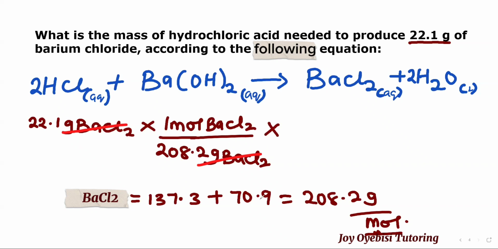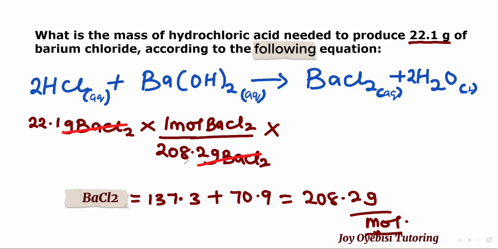The next step, you want to then convert the mole barium chloride to mole of hydrochloric acid, because the question is, what is the mass of hydrochloric acid? So you want to convert the mole barium chloride to mole hydrochloric acid. You have 2 moles of HCl against 1. This is empty. When it's empty, it means 1.